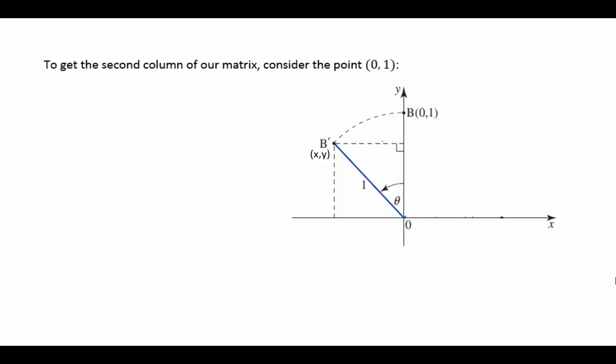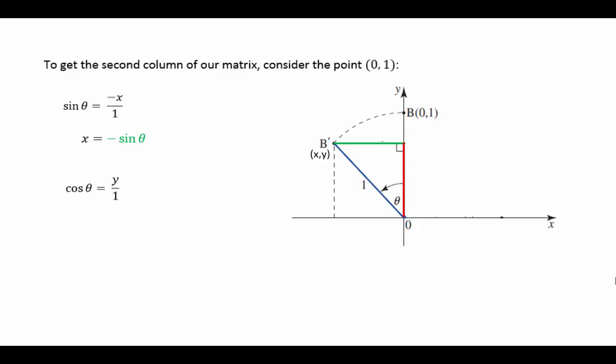To get the second column of our matrix, let's consider the point (0, 1), which maps from point B (0, 1) to B' (x, y). Firstly, we're going to look at the x coordinate of B'. So sine theta equals negative x over 1. We're going to get a negative value for x, and so x equals negative sine theta.